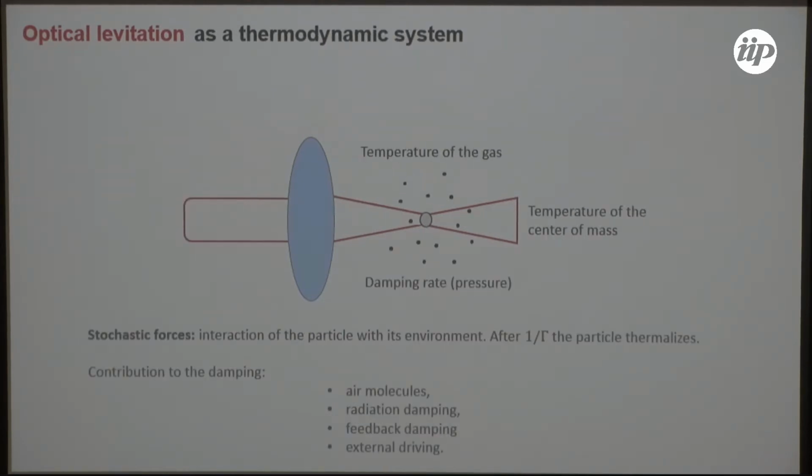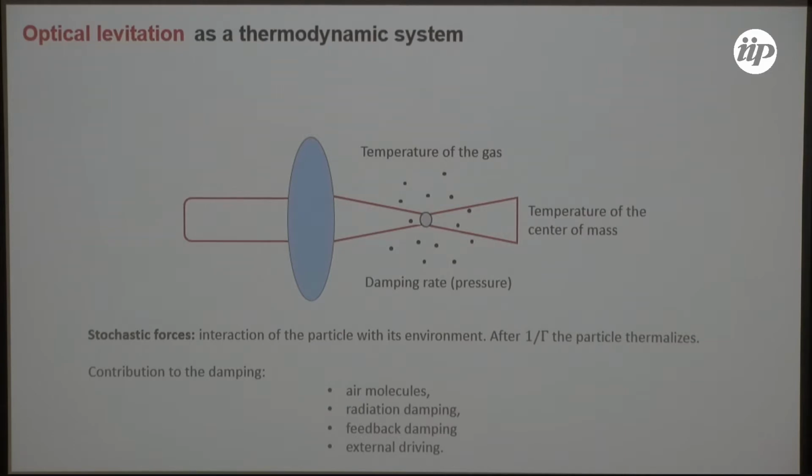Second is that optical levitation can also be seen as a thermodynamic system per se, meaning that you have this particle, and the particle will have a certain temperature, which is defined by the center of mass motion of the particle itself, and then the particle interacts with the surrounding environment that's made by air molecules. If the two temperatures are different, whenever an air molecule hits the particle, there will be a transfer of energy between the particle and the environment.